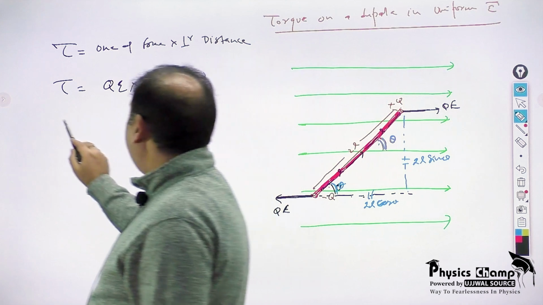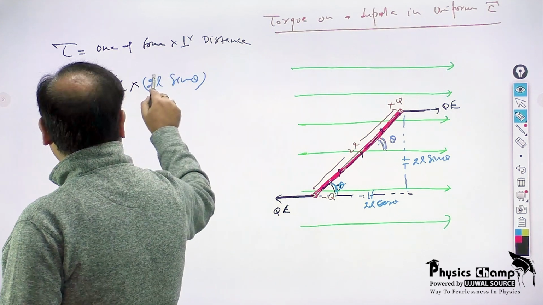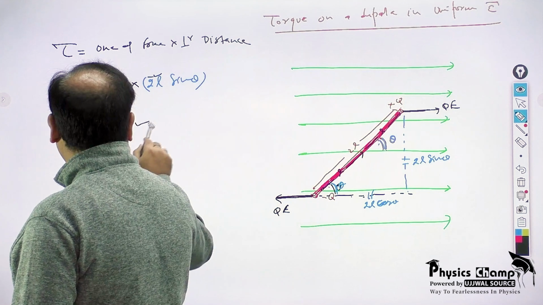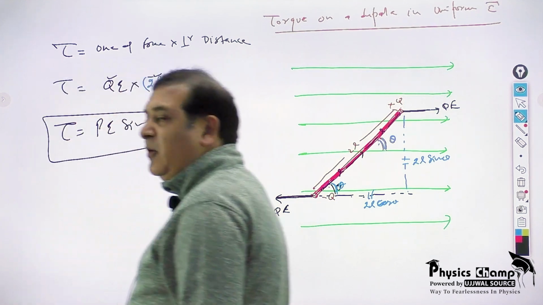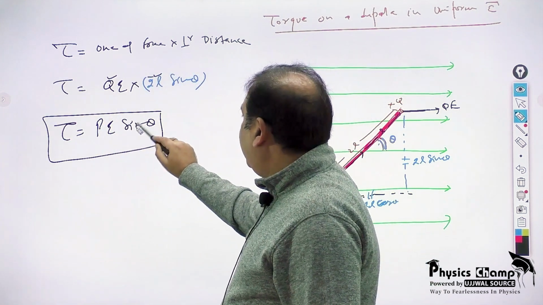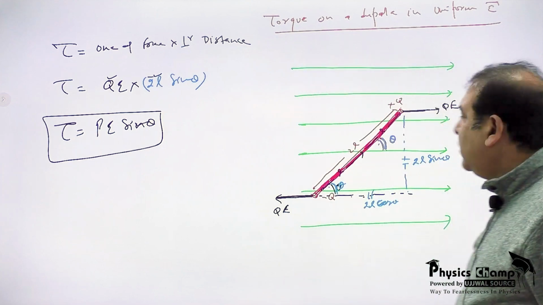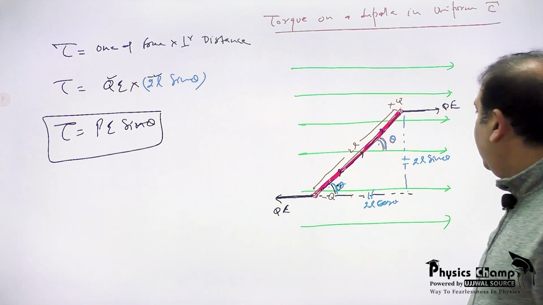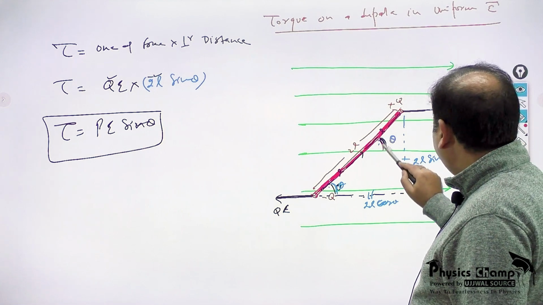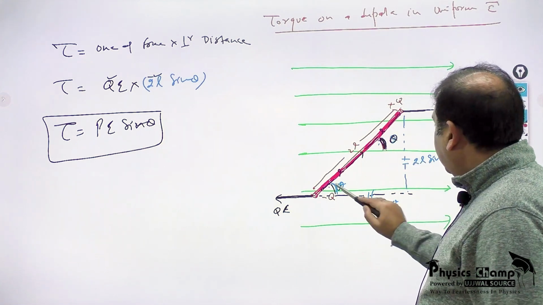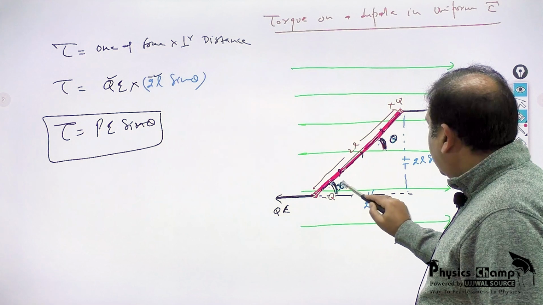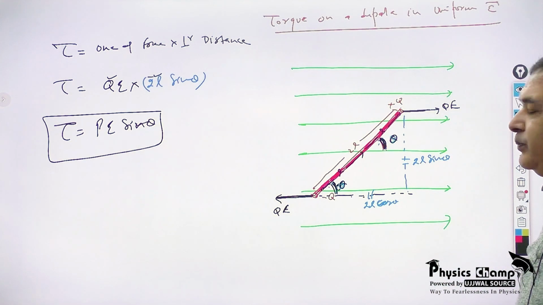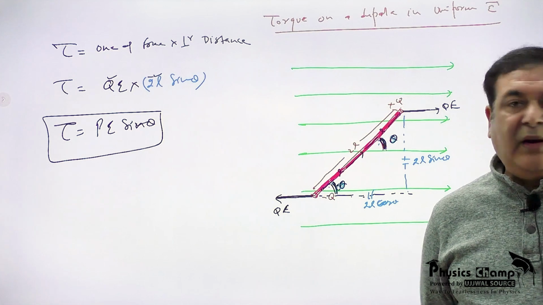And thus the torque will be, this Q into 2L is what? P. PE sin theta. So the magnitude of the torque that will act on this dipole placed in the electric field making an angle theta with the electric field will be PE sin theta. I hope this concept is very clear to you now.